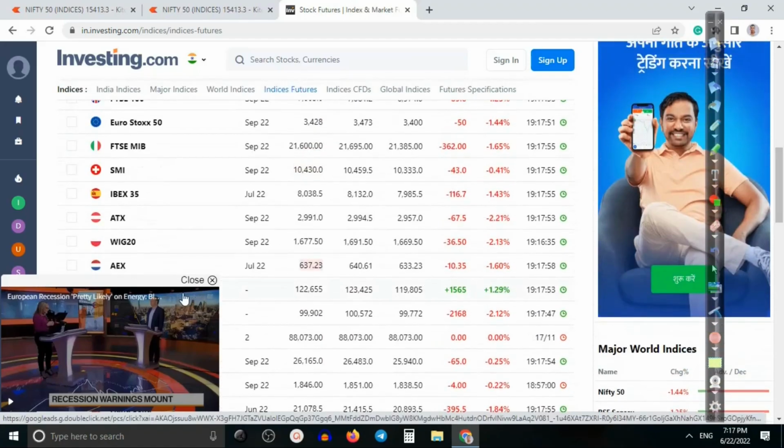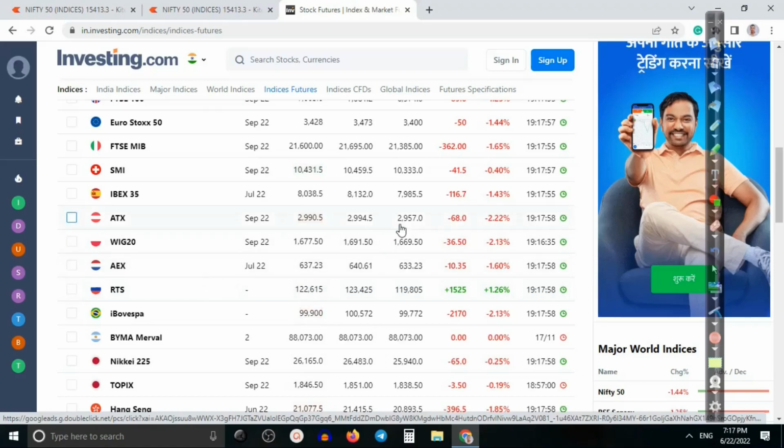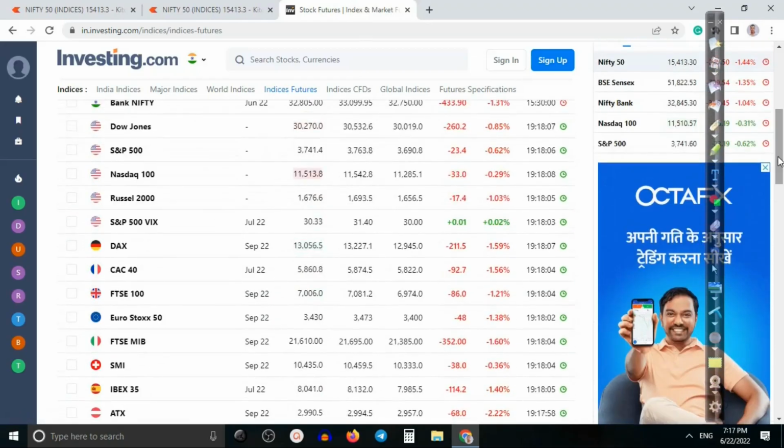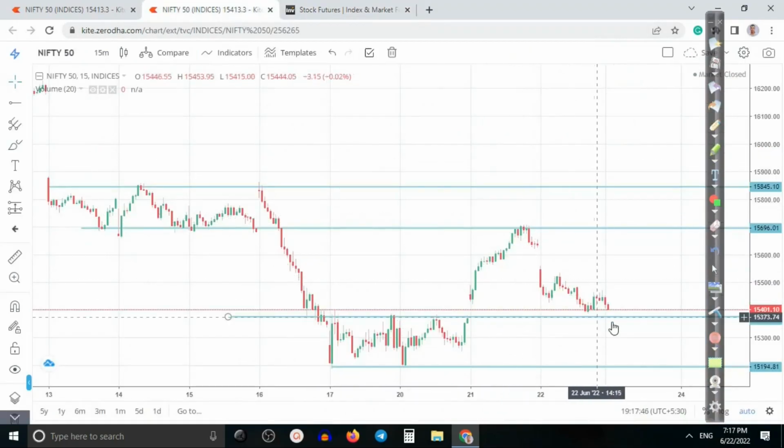So we are expecting that price may gap down tomorrow. European markets are negative, Asian markets negative, and American also negative. So there's a probability of a gap down open. If price opens gap down, we will definitely go for the downside. So it may be a call sell or it may be a put buy.